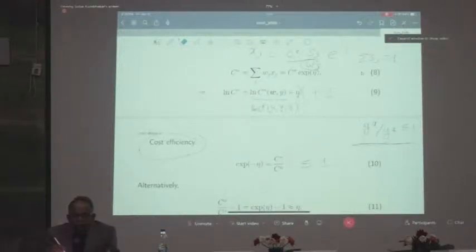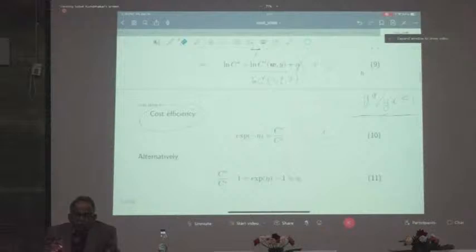Okay. So then again, you can define cost efficiency in this way. That means your minimum cost divided by actual cost, so that the number is again between 0 and 1. So again, this is the minimum cost. Your actual cost can never be less than the minimum cost. It's going to be always bigger or at most equal to. So this ratio is going to be again between 0 and 1.